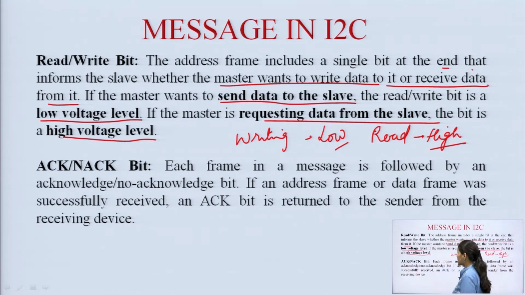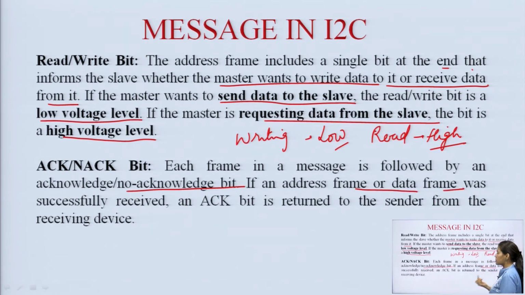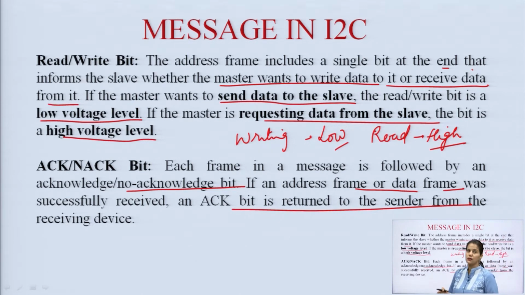Now, second is the acknowledgement or no acknowledgement bit. Each frame in a message is followed by an acknowledgement or no acknowledgement bit. If an address frame or data frame was successfully received by the slave, then an acknowledgement bit is returned to the sender from the receiving device. This is how the sender gets the acknowledgement signal that the frame transmitted from the sender to the receiver side has been successfully received.